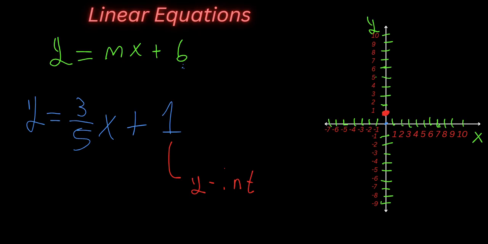What's next? We're going to find our slope. And our slope is given to us here. Our slope is given as 3/5. And we remember that slope is rise over run. So that means we're going to rise 3, 1, 2, 3, and we're going to run 5: 1, 2, 3, 4, 5. Right about there.